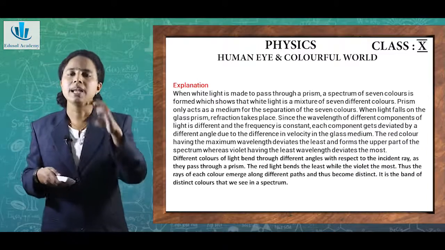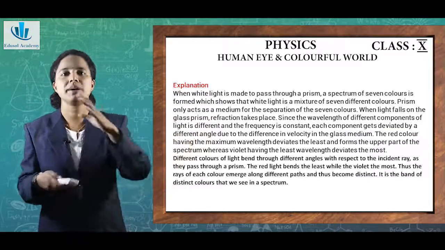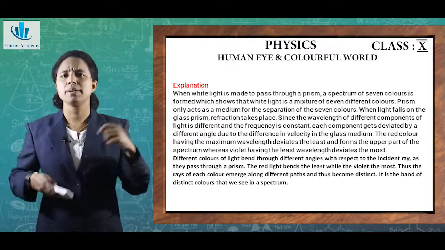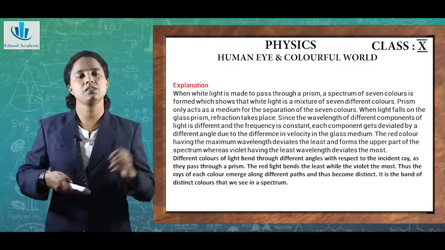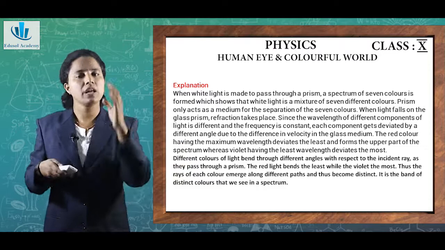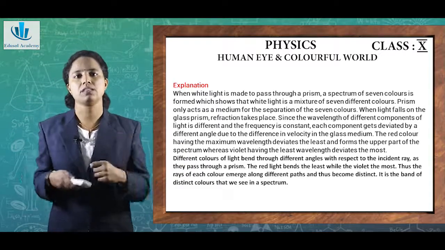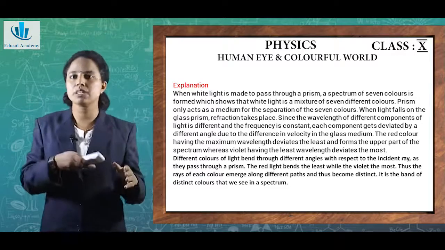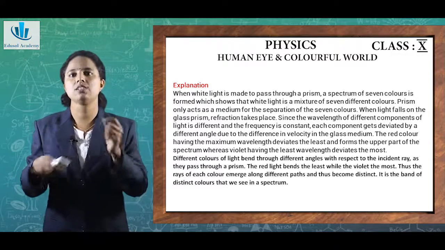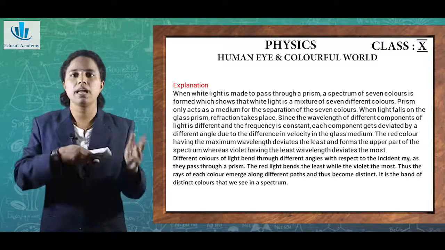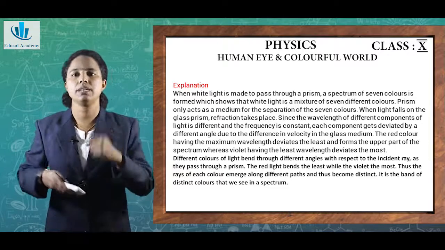So when white light is passing through the prism, we know the final result is that a spectrum of 7 colors is formed. But how is it formed? The prism only acts as a medium for the separation of the 7 colors. So when white light falls on the glass prism, refraction takes place. Since the wavelength of different components of light is different and the frequency is constant, each component gets deviated by a different angle due to the difference in velocity in the glass medium.